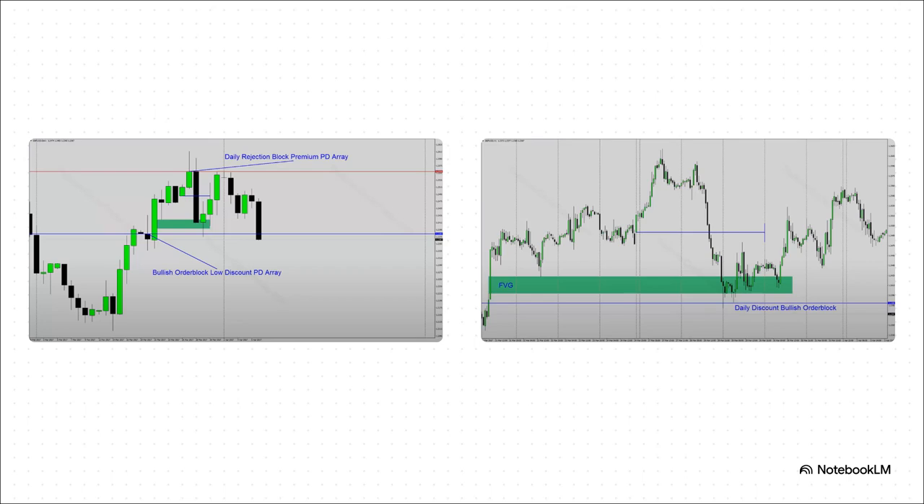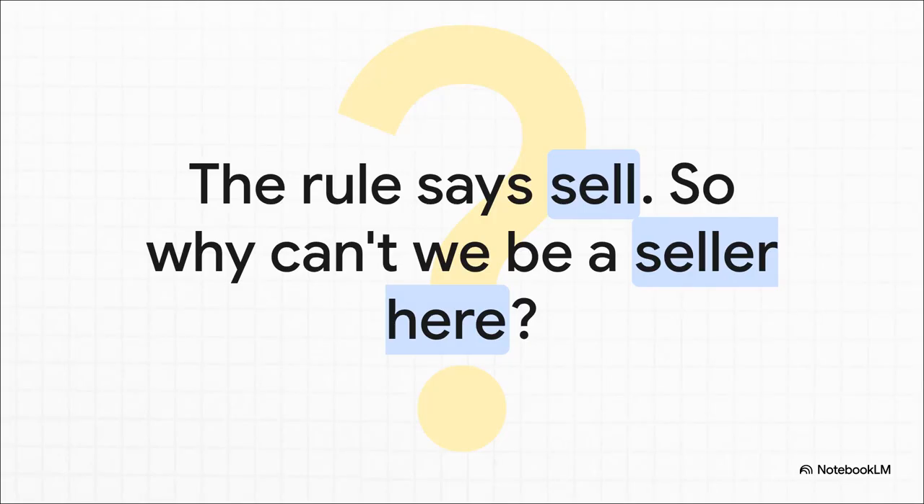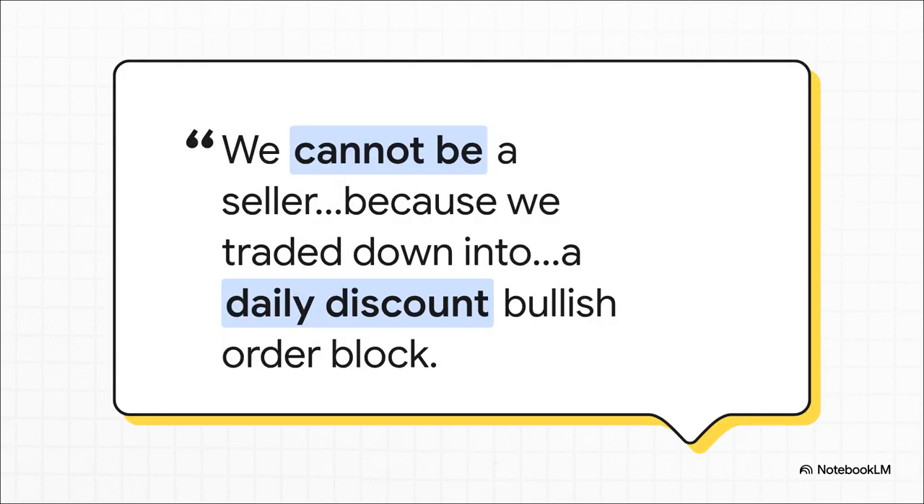So, we have a conflict, right? So I'll ask you directly. The simple filter is screaming sell. Why would that be a terrible mistake right here? What's more important? And here's the answer, straight from the man himself. ICT says we cannot be a seller in this particular setup because we traded down into a fair value gap relative to the daily chart, and we have that daily discount bullish order block. And there it is, the higher time frame context. Pillar 1 always wins. That big support level from the daily chart overrules our simple little weekly filter. It's signaling that the selling might be over, for now.